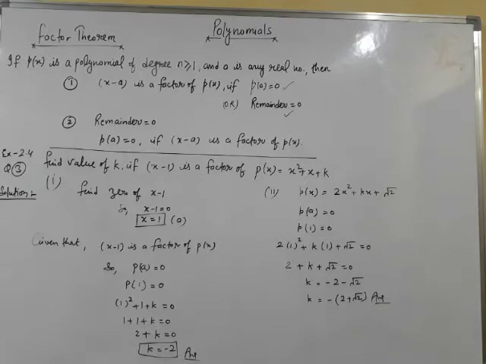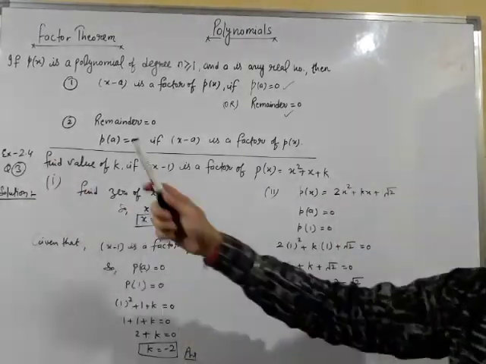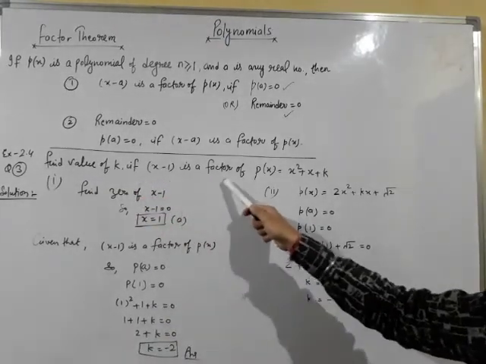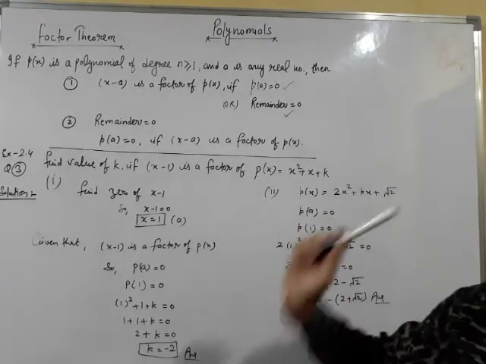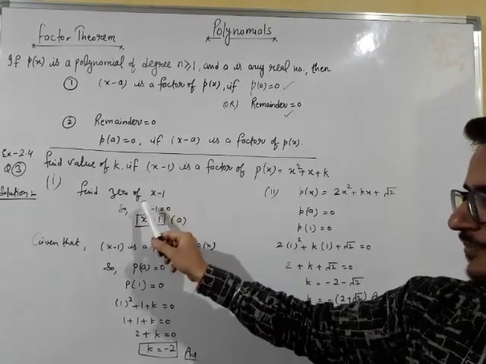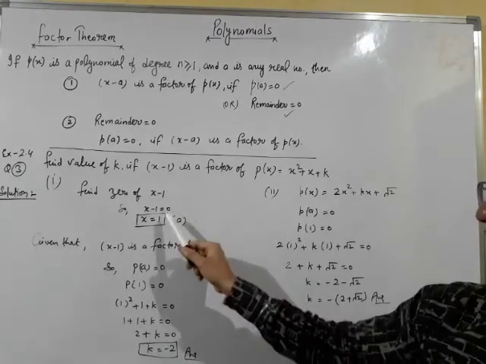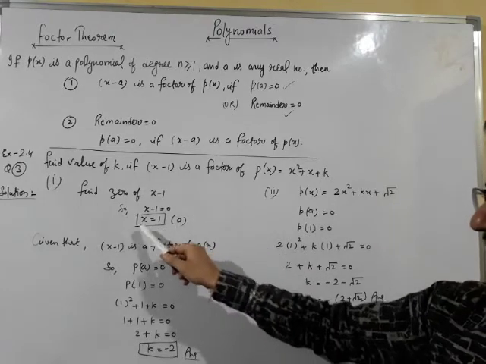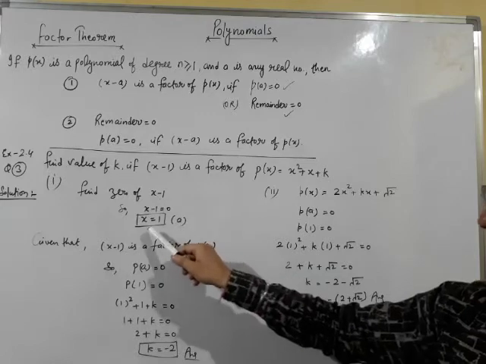Let us take another example. Question number 3 of exercise 2.4 in your NCERT book. Find the value of k if x minus 1 is a factor of p(x) equals x square plus x plus k. In the first part, we will find the zero of x minus a. To find it, we put x minus 1 equal to 0, transpose minus 1 and it becomes plus 1. So x is equal to a, where a is a real number.